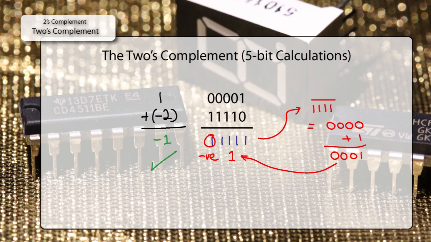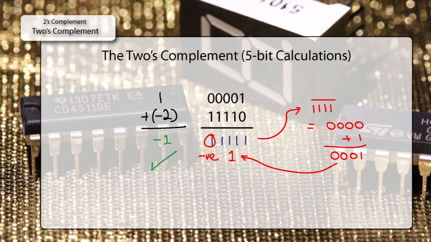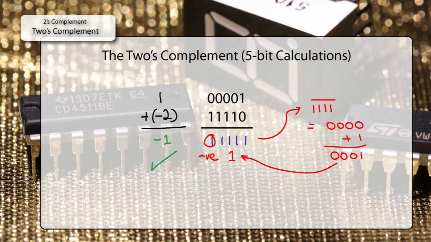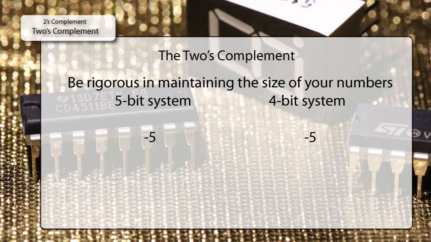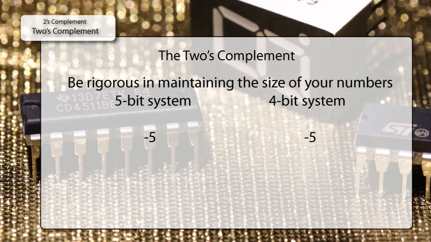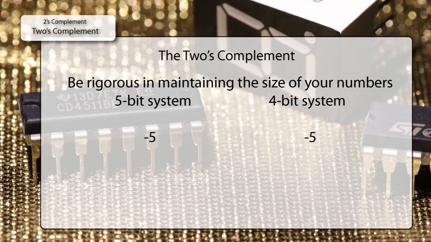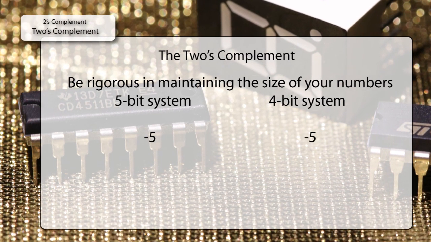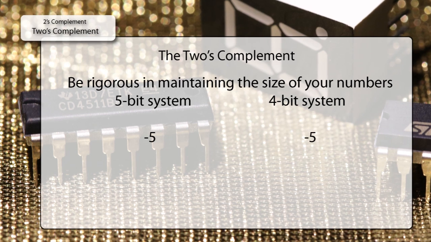So it works. One very important aspect of this system is that you have to be absolutely rigorous in keeping the size of the system. If we were to use a 4-bit system where we had 1 bit for our sign and 3 bits for the magnitude, the 2's complement values are different.